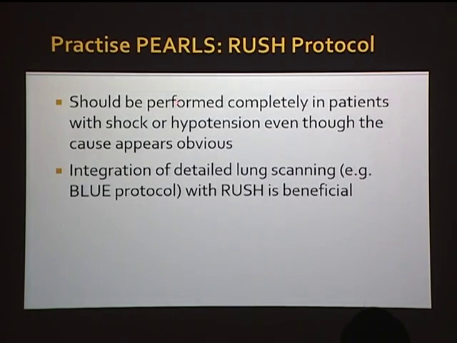So what are the things to note? Number one, it should be performed completely in patients, so you mustn't skip any step. Even though the cause of the hypotension is very obvious, and you think, oh, this person has heart failure, it must be due to the heart, please look at other parts of the body in the whole system, because there may be a second problem in the pipeline that's actually causing the hypotension as well.